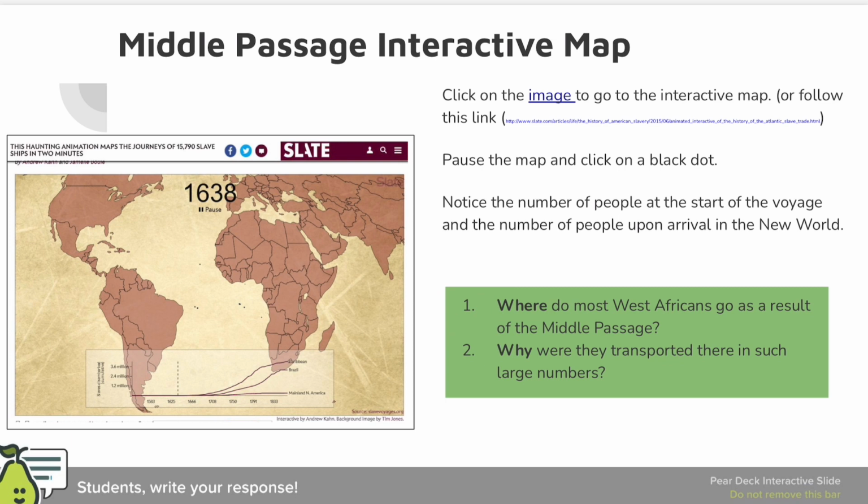Okay, so now move on to question 1. Where do most Western Africans go as a result of the Middle Passage? So where are they being taken by the Europeans? The West Indies, also known as the Caribbean, so right here, and then Brazil, which we know Brazil was colonized by which European country?